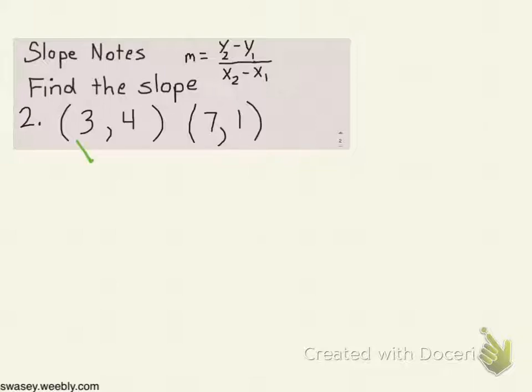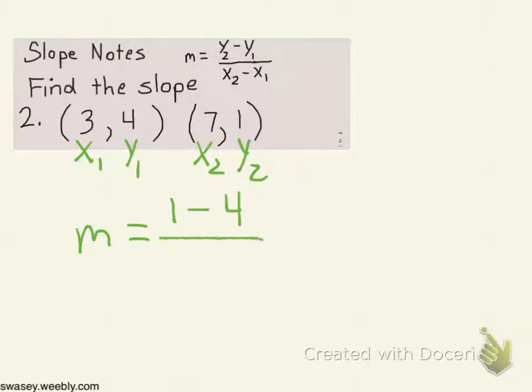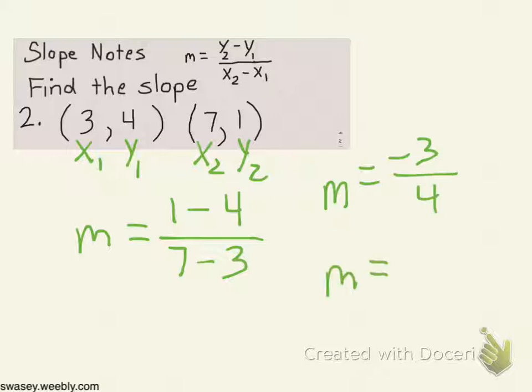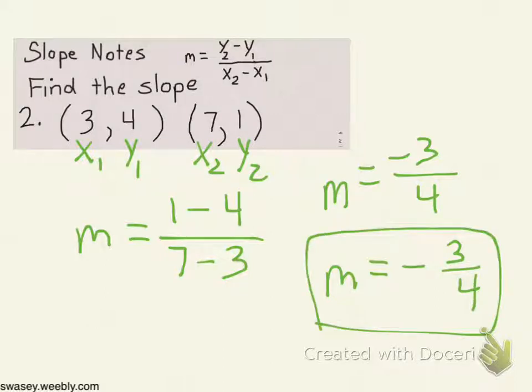Alright, this time we have 2 ordered pairs. We're going to label our ordered pairs x sub 1, y sub 1, x sub 2, y sub 2. And then we'll substitute into that slope formula. So we have m equals y sub 2, which is 1, minus y sub 1, which is 4. On the bottom we'll have 7 minus 3. So our numerator gives us negative 3, our denominator gives us 4. If there's one negative sign, then it's negative, so it doesn't matter whether you have the negative on top or on bottom or out to the side.